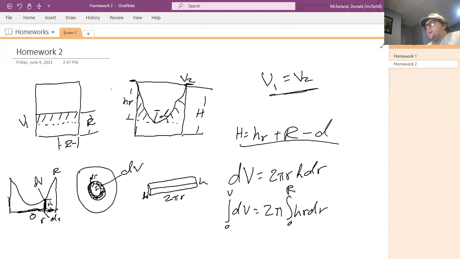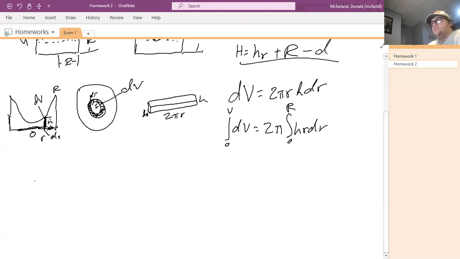So we have to get H now in terms of radius. So to do that, we're going to go to our good friend pressure. Now, as we go in this fluid, remember that pressure will be changing with respect to radius. Because as radius changes, height will also change.